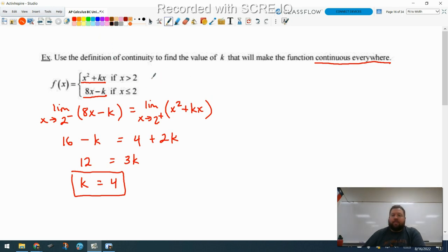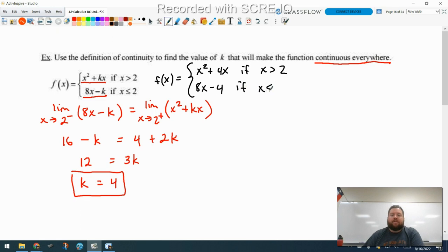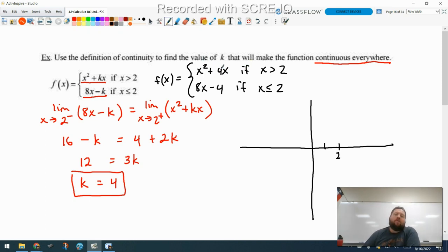All right, just to finish this up, let's rewrite our function with the k plugged in. So this is x squared plus 4x if x is greater than 2. And it's 8x minus 4 if x is less than or equal to 2. And then let's make a graph. I'm going to start by plugging in 2 on top. So 2 squared is 4. 4 times 4 is 8. So 4 plus 8 is 12. So I'm just going to mark this as 12 right here. Open circle there. Sorry, I messed up. X is greater than 2, so that's going to be an open circle.